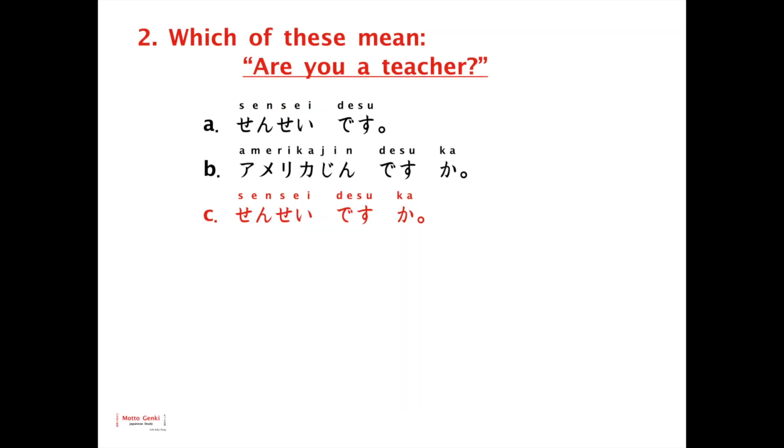Right, question 2 was, which of these means, are you a teacher? And the answer is C. We know this because ka is a question, and are you identifies as a question. Sensei means teacher. In Japanese, there are several words for teacher. And des is, are, am. So, are you a teacher? And ka identifies it as a question.